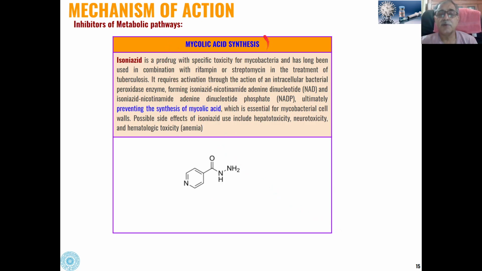Then next is mycolic acid synthesis. Isoniazid is a prodrug with specific toxicity for mycobacteria, which is used in combination with rifampin and streptomycin in treatment of tuberculosis. This is the structure of isoniazid, and it interferes with the synthesis of mycolic acid, thereby inhibiting the metabolism.